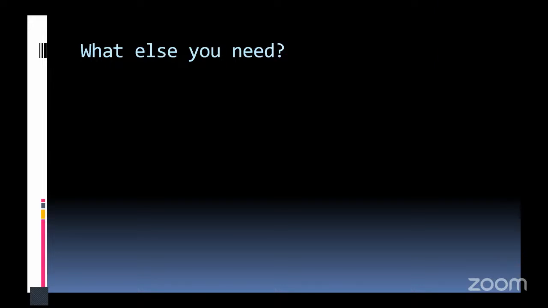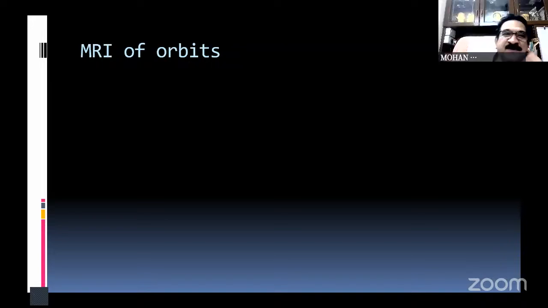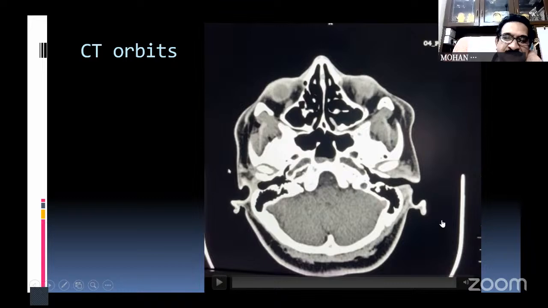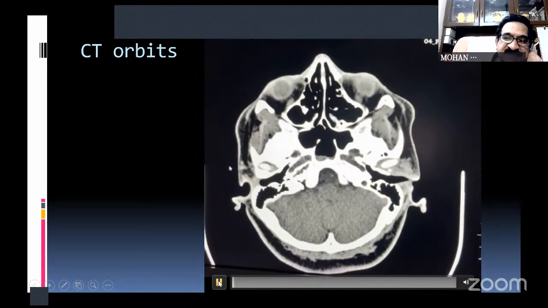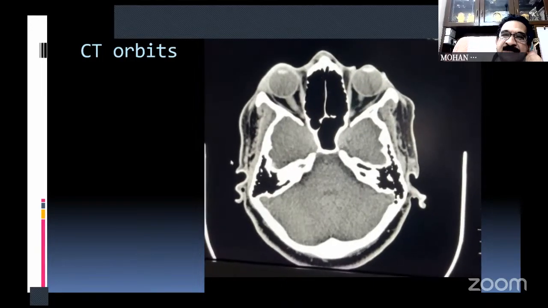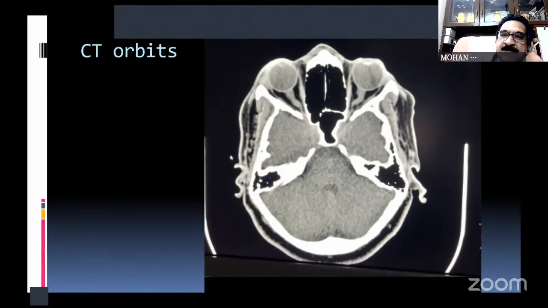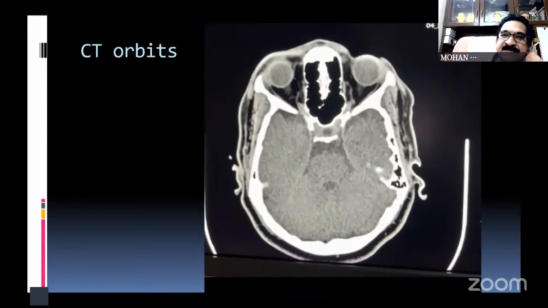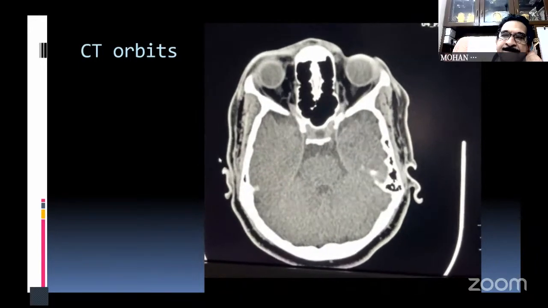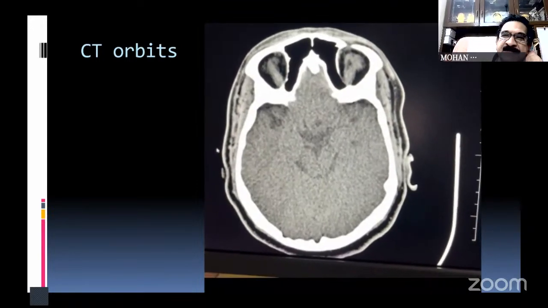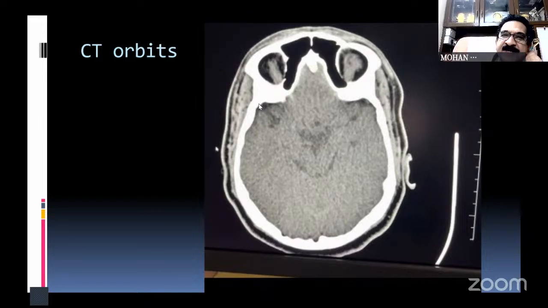Thin cut of the orbit. Okay, thin cut of the orbit was taken, both CT and MRI. I'll show the orbit CT. Now, this apparently looks normal, but I will show the abnormality later on. This is the orbital CT. The right superior rectus seems a little atrophied compared to the left side.